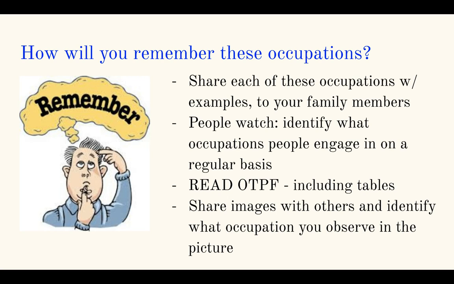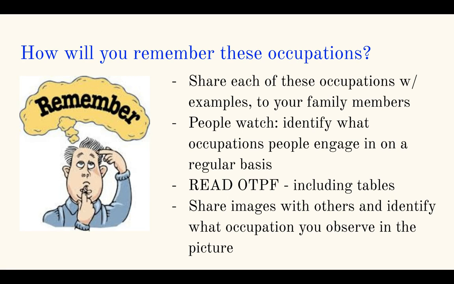So some of the examples I have here: share each of these occupations and examples with your family members. If you're out having dinner with your family, just share what an ADL is, or share what an IADL is, or share how you're socially participating. Next, people watch. Go to the mall, go to a baseball game, go out into the community somewhere and just people watch. Identify what occupations people are engaged in on a regular basis and try to put them within one of these 8 domains.